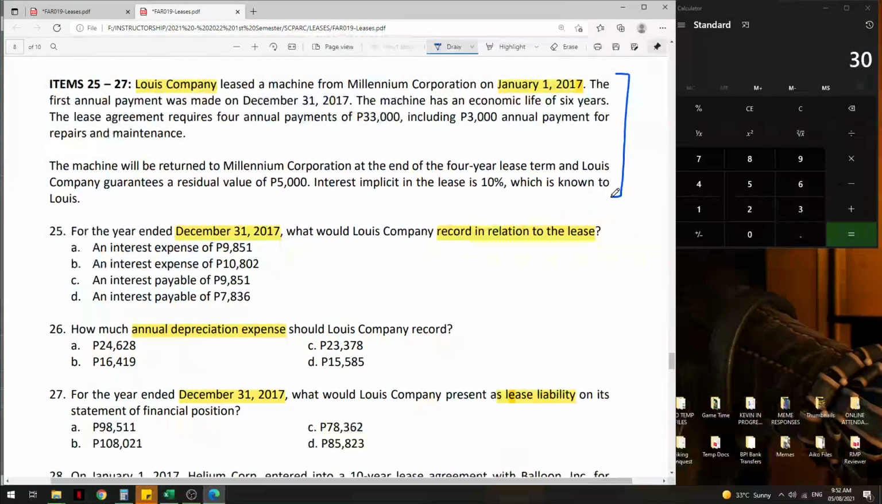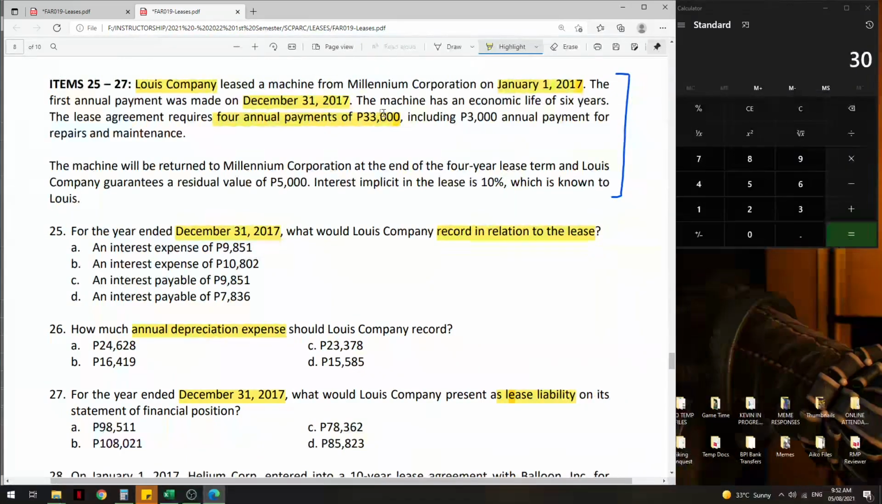The problem is relatively short, and it would not be too difficult for us to know the facts here. So let's go ahead and read that. Start on the second sentence. The first annual payment was made on December 31, 2017. Okay, compare that. December 31, 2017 and January 1, 2017. That means that we need to use here present value of ordinary annuity. The machine has an economic life of 6 years. The lease agreement requires 4 annual payments of 33,000. Okay, 4 annual payments, 33,000.